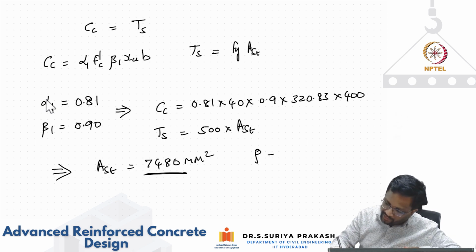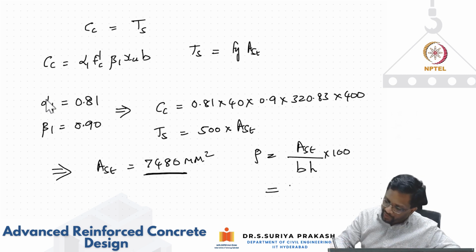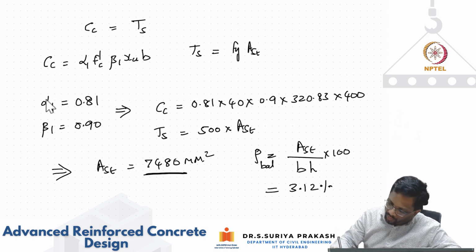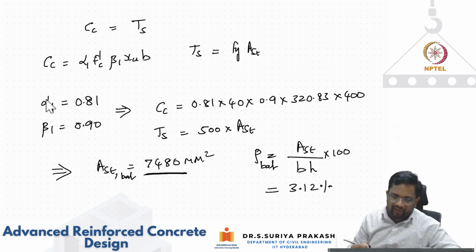So we calculated that as rho, which is nothing but Ast by bD multiplied by 100. If you do these numbers, you'll find that the balanced reinforcement ratio works out to be 3.12 percent. Okay, this is your rho balanced. This is nothing but Ast balanced.